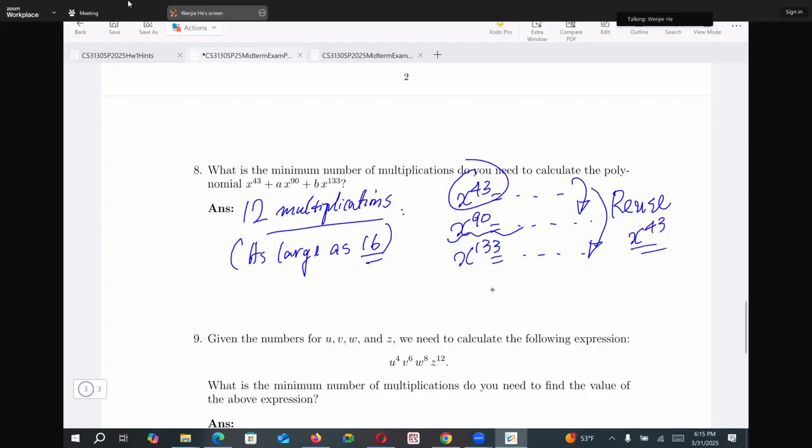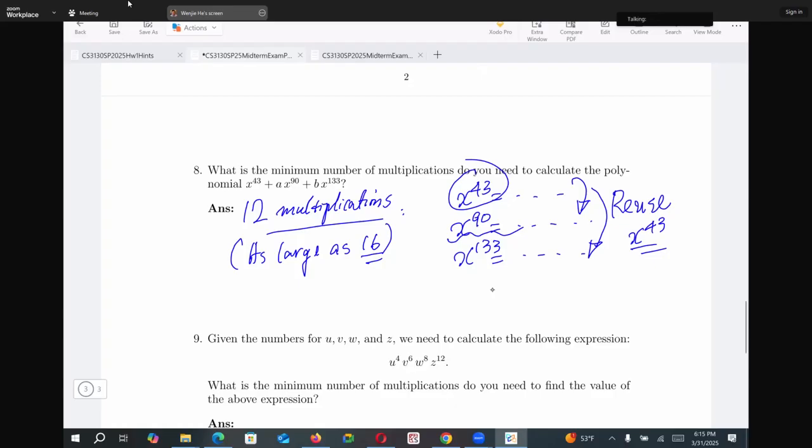But when they calculate x to the 90th, they start from scratch. Then they do more work. When they calculate x to the 130th, they start from scratch again. So that's one type of common mistake.